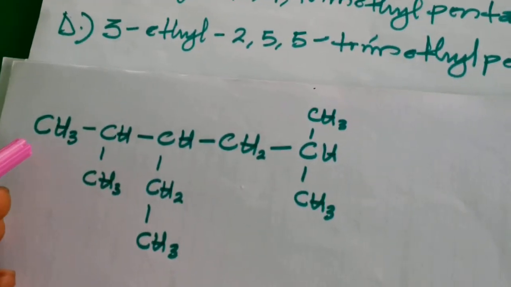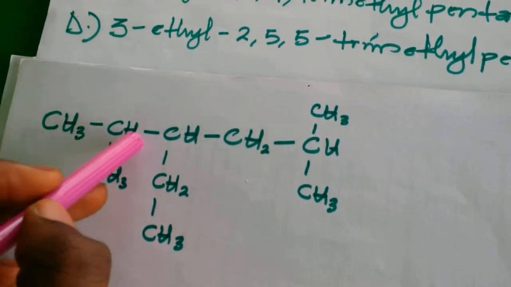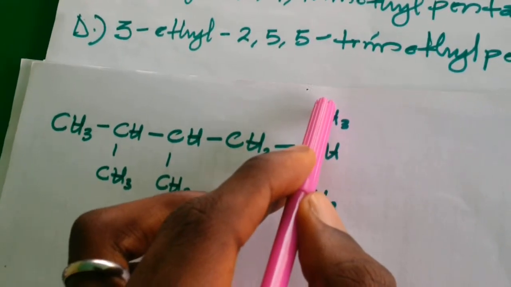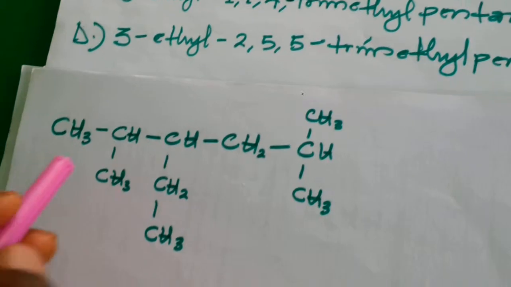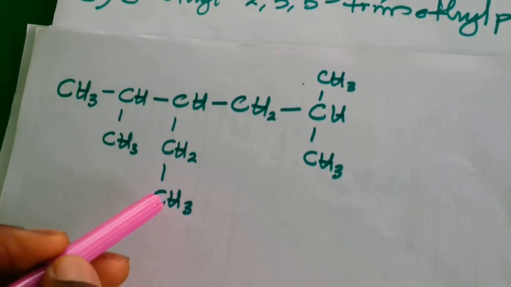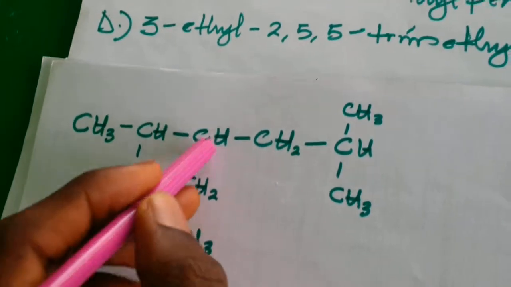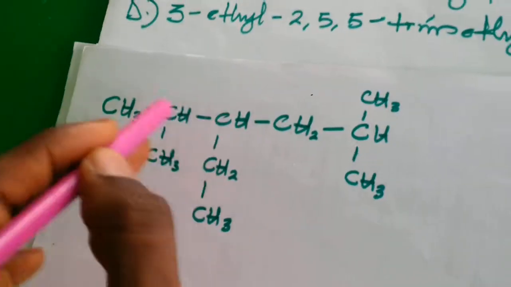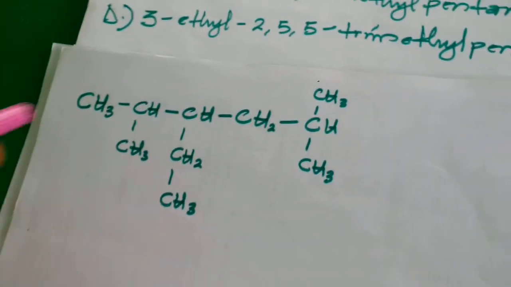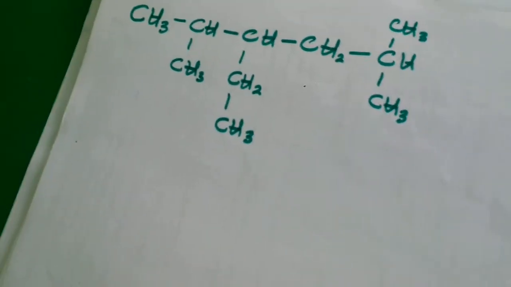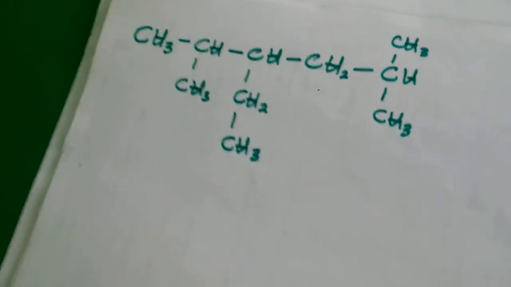First things first, we look for the longest continuous chain. 1, let's count 2, 3, 4, 5, 6. So this is 6. 1, 2, 3, 4, 5, 6. Okay, that's another 6. We can start from here too, 1, 2, 3, 4, 5, 6. From here, 1, 2, 3, 4, 5, 6. If we count in all the possible directions, we'll find out that 6 is the longest carbon chain. So the highest number of carbons is 6 in the chain.